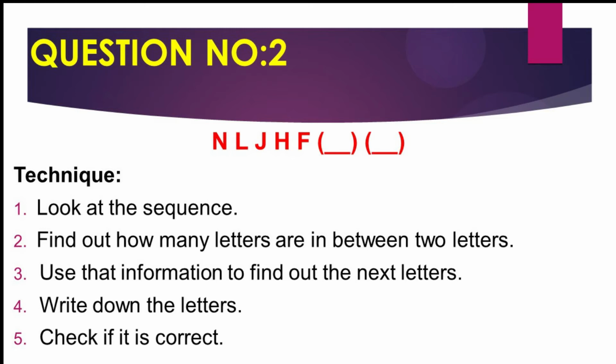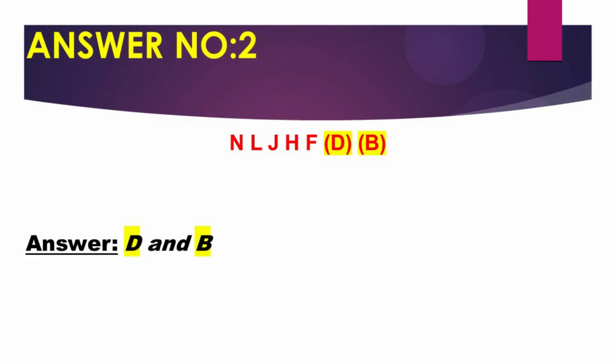First, look at the sequence. N, L, J, H and F. Second, find out how many letters are in between two letters. There is one letter in between N and L, which is M, and one letter in between L and J. So that means we need to find two letters before F and two letters before that letter. Use that information to find out the next letters, as I just did. 4. Write down the letters. And 5. Check if it is correct. The answers for this question are D and B.